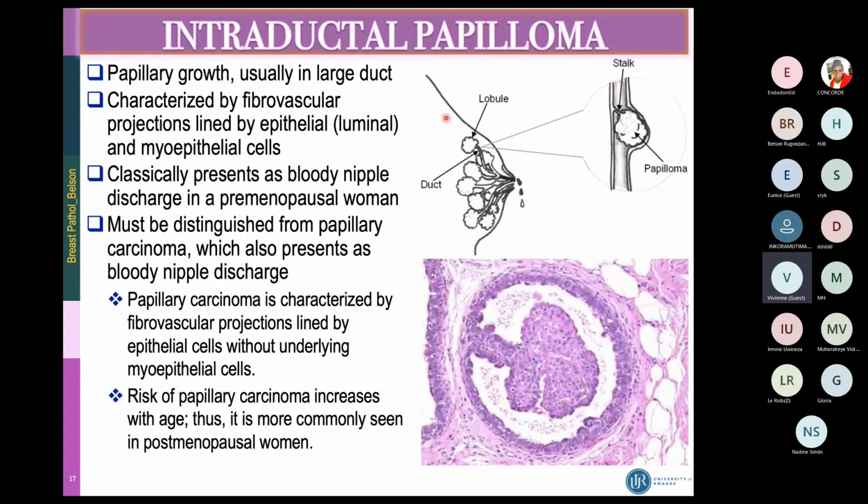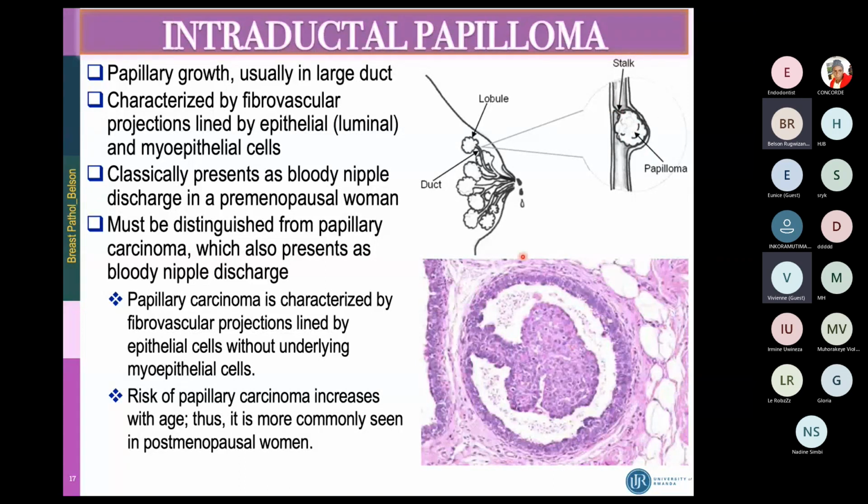So here we have a breast tissue. This is a diagram, of course. We have a lobule and the ducts, and when you look into a duct, you find that there is a mass which is inside the lumen of that duct, with its stalk. So this is a diagram.